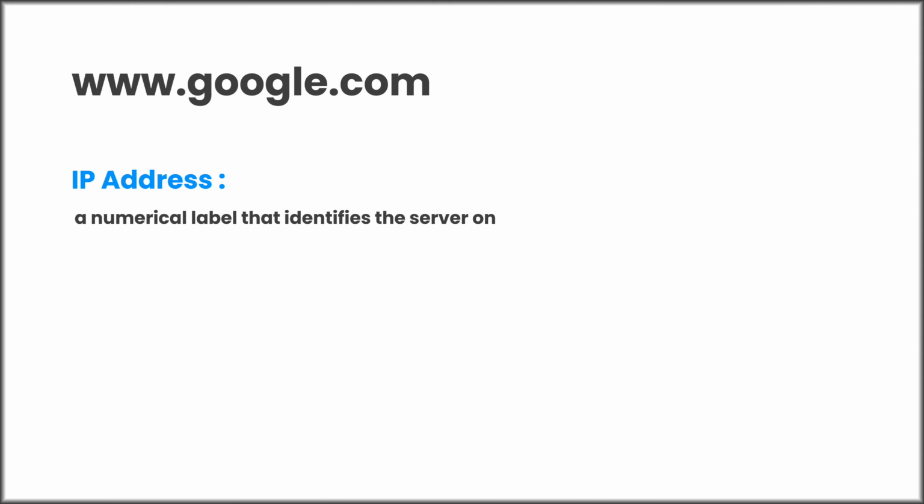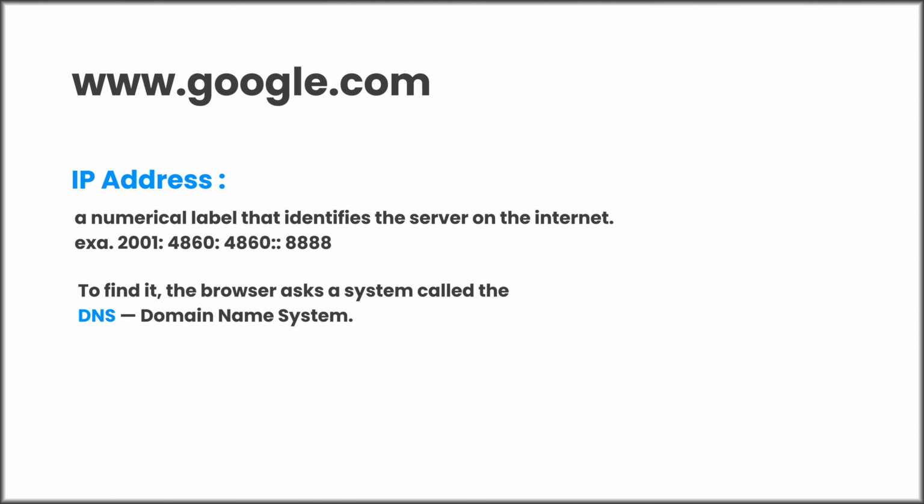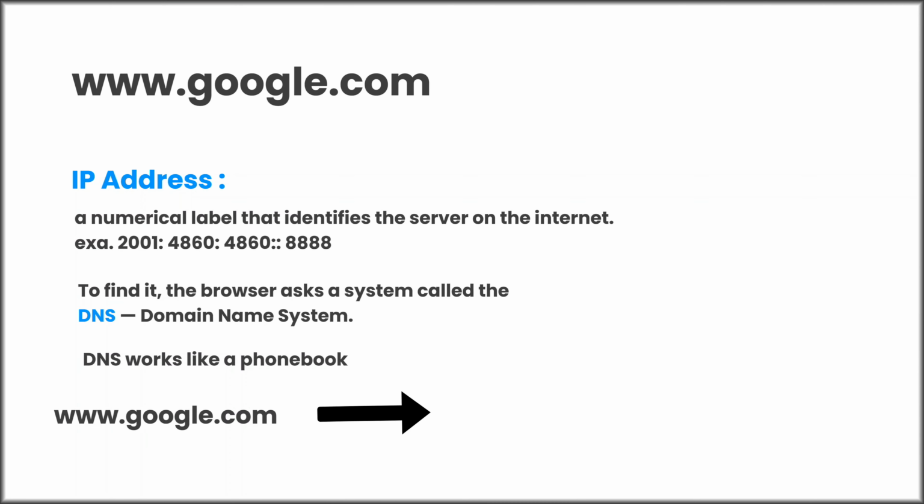When you type a web address like www.google.com, your browser does not understand names. It needs the website's IP address, a numerical label that identifies the server on the internet. To find it, the browser asks a system called the DNS, Domain Name System. DNS works like a phone book. It converts the domain name into the correct IP address so the browser can locate the right server.